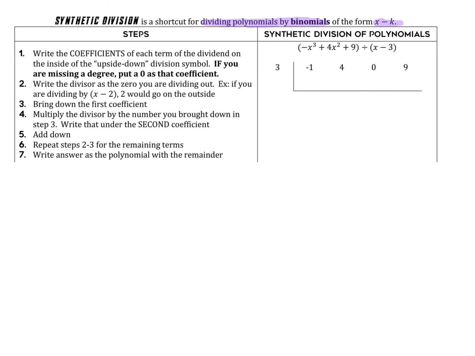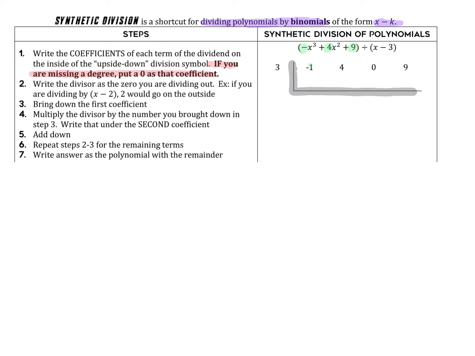So the very first thing that you're going to do is write the coefficients of the dividend, the thing that you're dividing. You're going to write the coefficients, so the numbers in front of each term, in what I'm going to call an upside down looking division sign. So you're going to write each of those coefficients. Something really, really important to see here. If you are missing a degree, you need to put that coefficient as a 0. It's not optional for synthetic division. You're going to get the wrong answer if you don't have it as a 0.